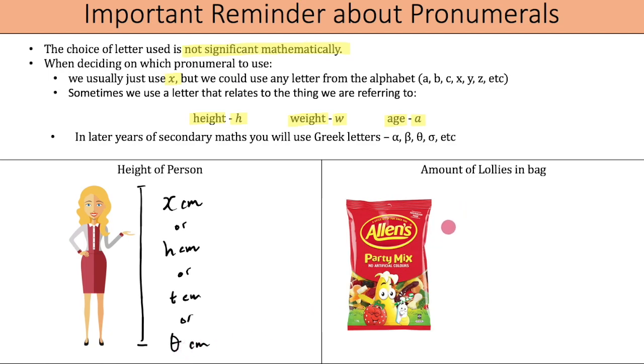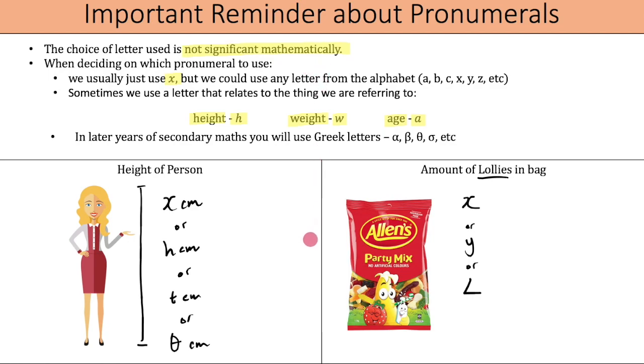If you were asked to use a pronumeral to represent the amount of lollies in a bag, you might say, well, there are X lollies in a bag. Or you could say that there are Y lollies. Or you could say, you know what, we're dealing with lollies and it starts with an L, so it would kind of make sense to refer to them as L lollies. But it really doesn't matter what pronumeral you use. It doesn't matter what letter you use. They have no significance mathematically.